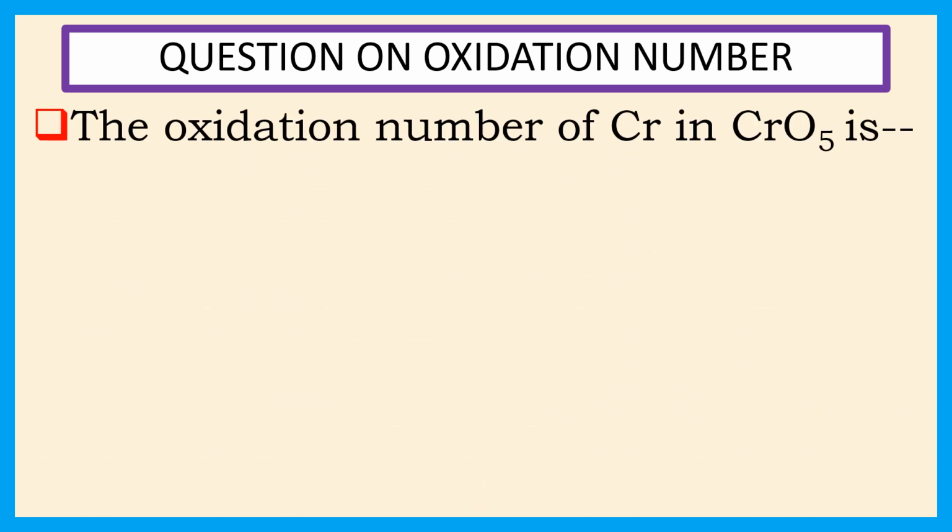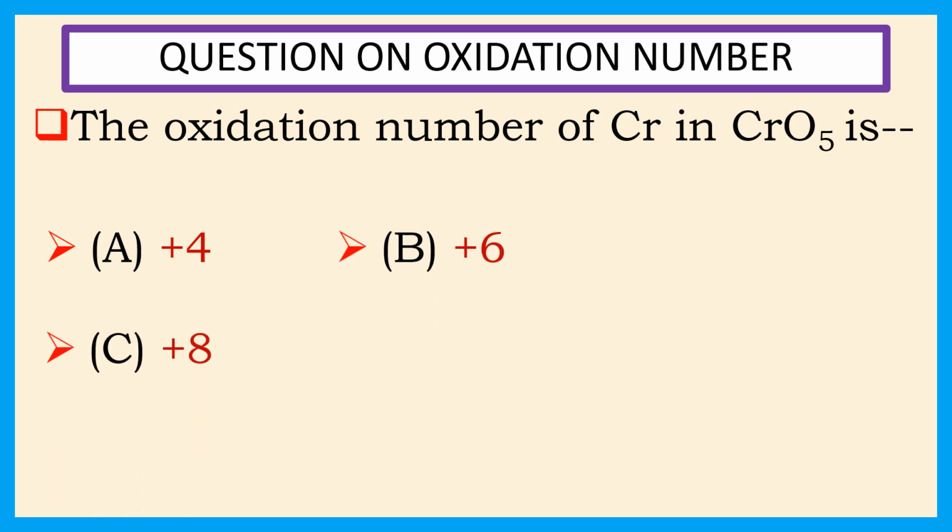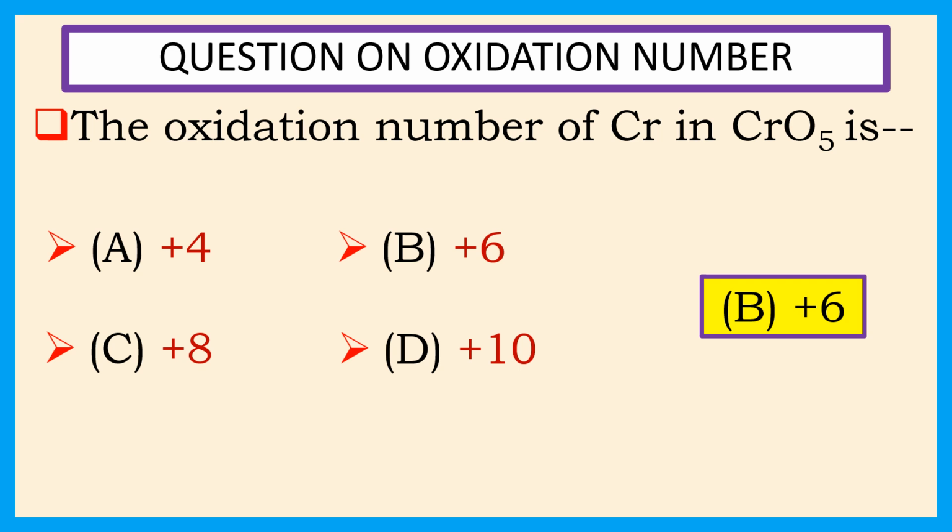Question on oxidation number. The oxidation number of chromium in CrO5 is: choices are A, plus 4; B, plus 6; C, plus 8; D, plus 10. The answer is B, plus 6. Explanation we will see in the next slide.